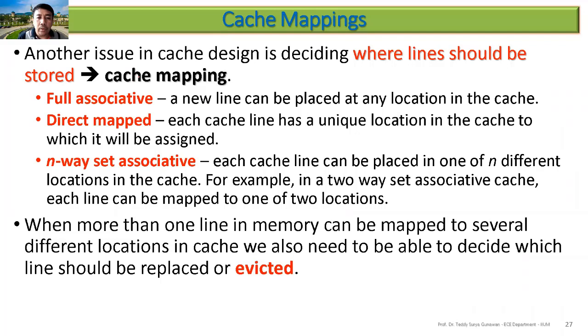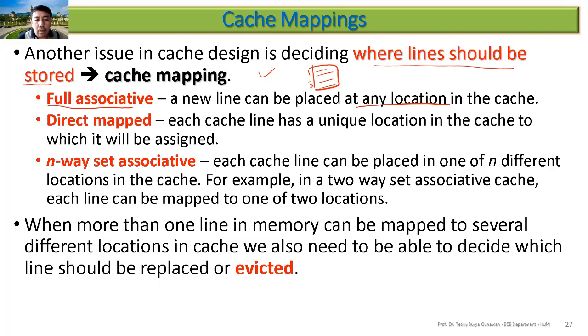Another issue in cache design is deciding where lines should be stored. Lines mean the blocks of data. This is cache mapping. There are 3 methods. The first one is fully associative, meaning that a new line can be placed at any location in the cache. If you have new data, it depends on the availability. If line 1 is available, put it on line 1. If line 3 is available, put it on line 3. So that is fully associative.